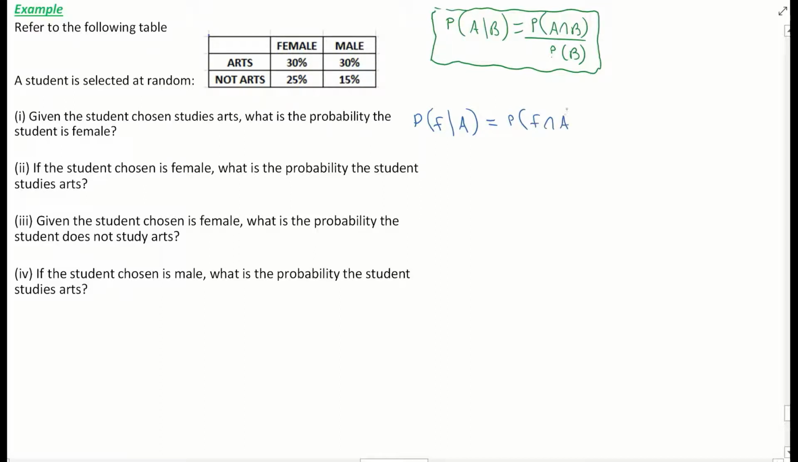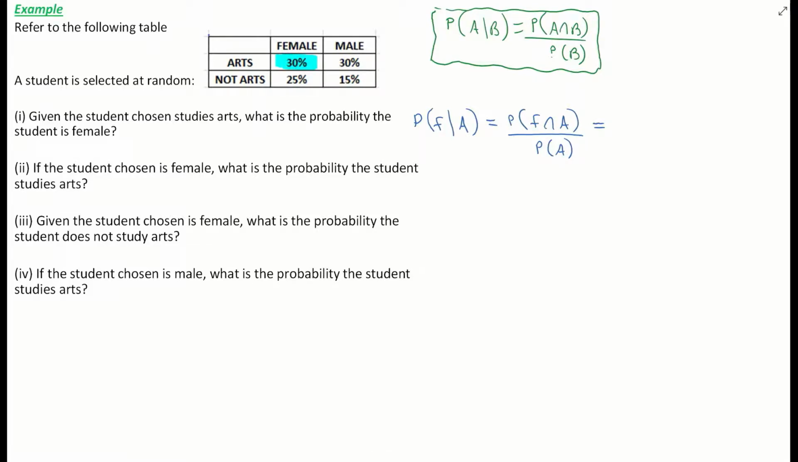So in other words, the female also studies arts, and I'm dividing that by the probability of arts. Now it's important that you set it up correctly. There's a difference between probability of female given arts compared to arts given female. So we're going to look at that in part 2. Filling that in, what is the probability of females studying arts? Well, it's this 30% here, this first box.